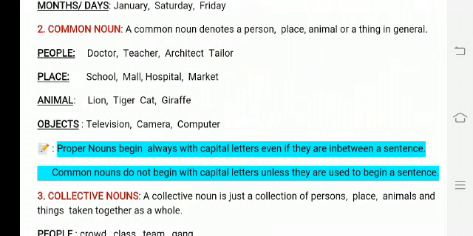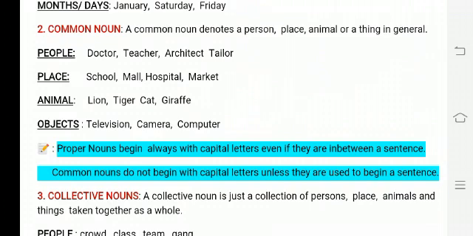For example, you are not specifying the names here. I met a boy outside the school. You are just saying I met a boy, not specifying who the boy is. So here boy becomes a common noun. Remember, in common noun, person, place or things are in general. In proper noun, person, place, things are mentioned specifically. Hope it's clear to you.